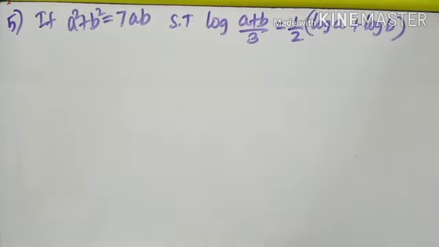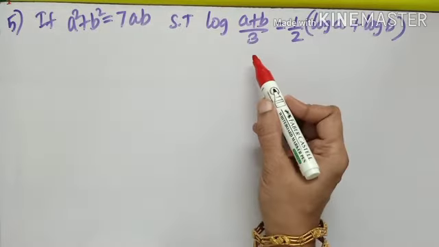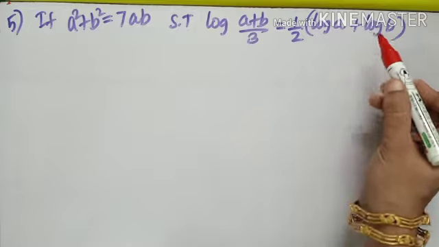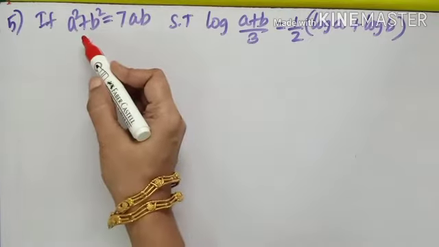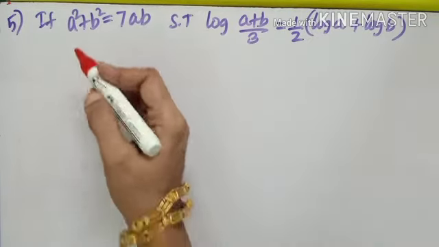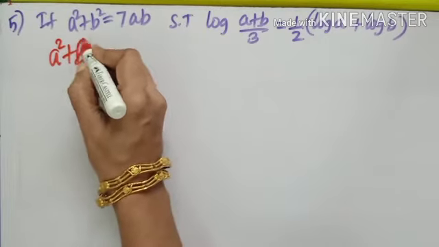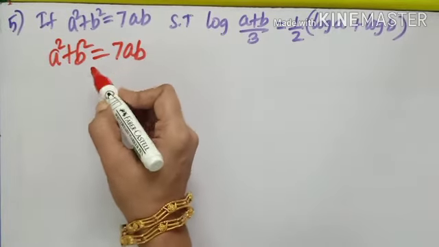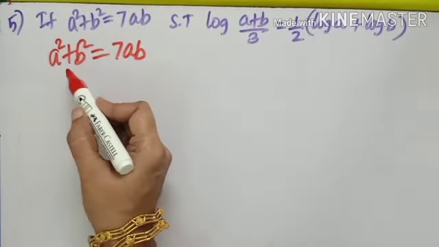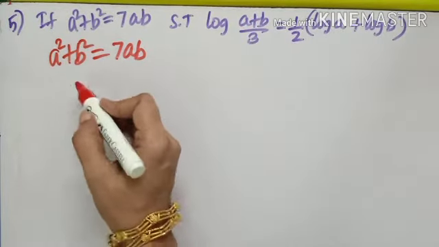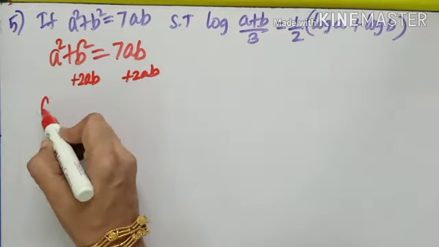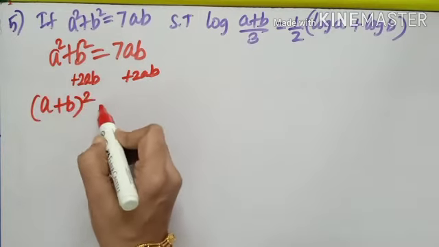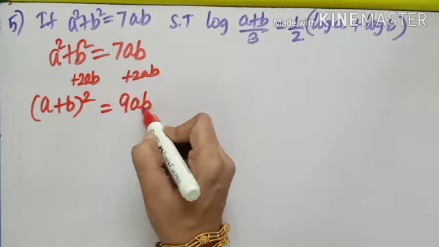Question number 5. If a square plus b square equals 7ab, show that log of a plus b by 3 equals 1 by 2 of log a plus log b. Since I want to show a plus b, try to write this as some identity. So given a square plus b square equals 7ab and I want a plus b. Try to write it as a plus b the whole square. So adding 2ab on both the sides, this becomes a plus b the whole square, and this becomes 9ab.